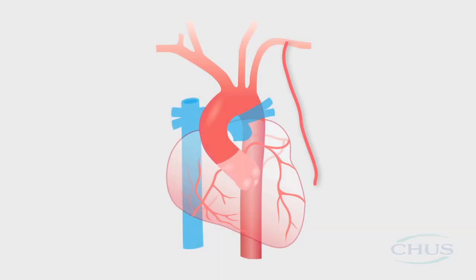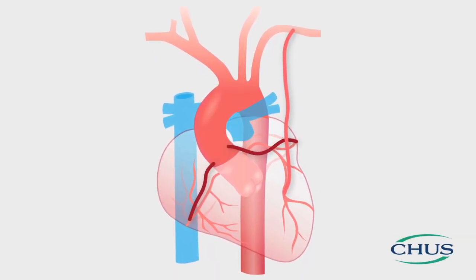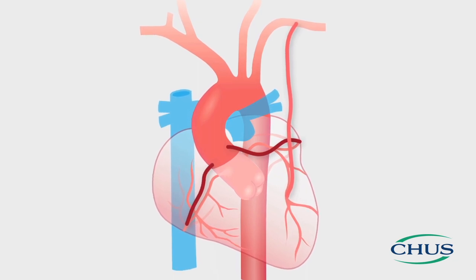Coronary artery bypass. The blood vessel will enable a detour or bridge to be created to bypass the narrowed or obstructed section of your coronary artery.